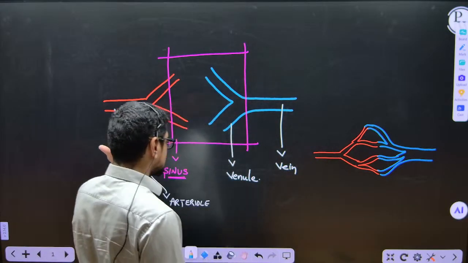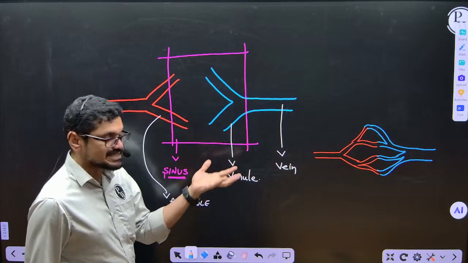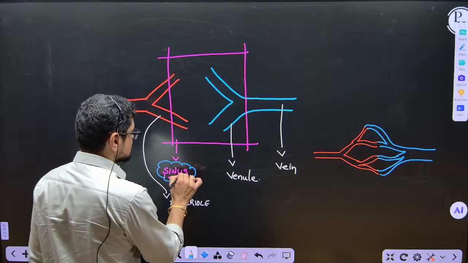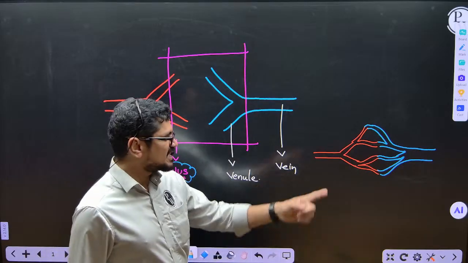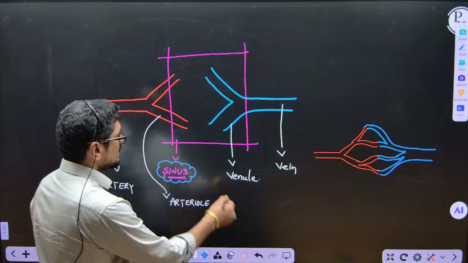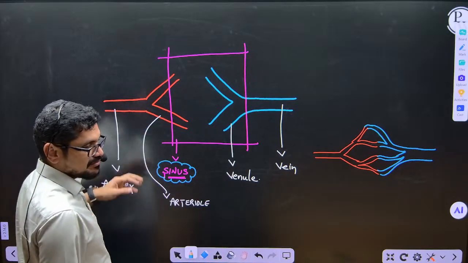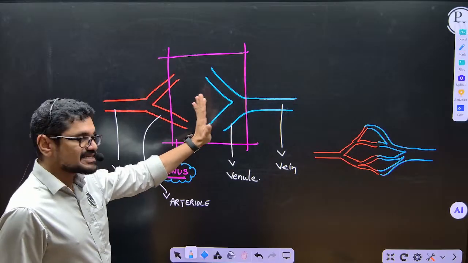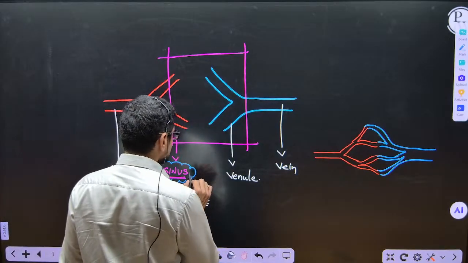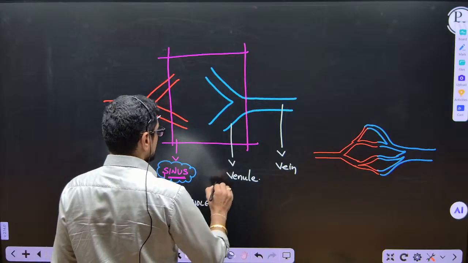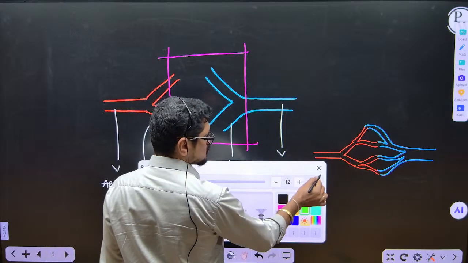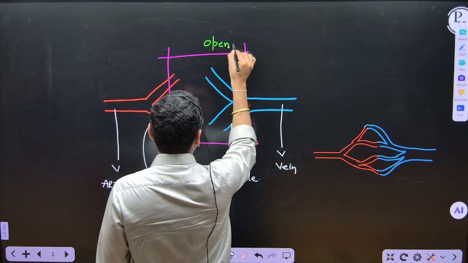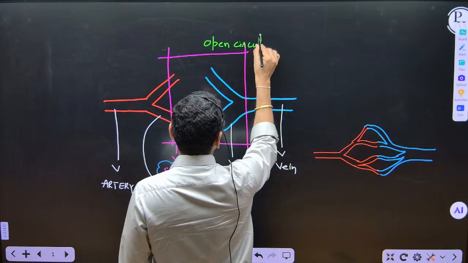Whereas here the blood passes into an empty space. The empty space present here is called a sinus. This is open circulation and this is closed circulation. Here blood passes from the artery, reaches the arteriole, and then reaches this empty space, called the sinus. This type of circulation, which is seen in some animals, is called open circulation.